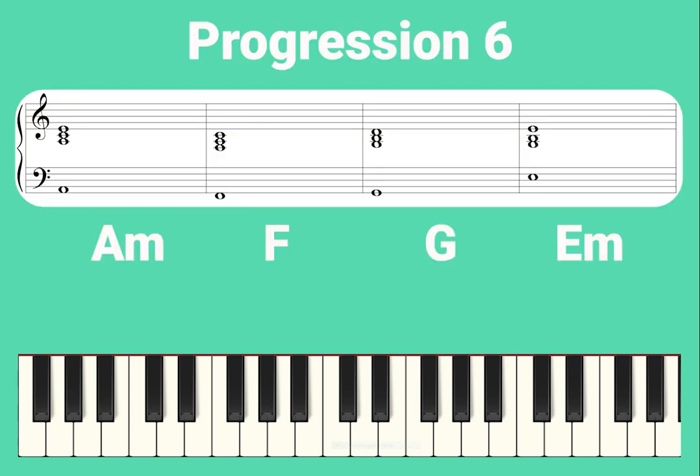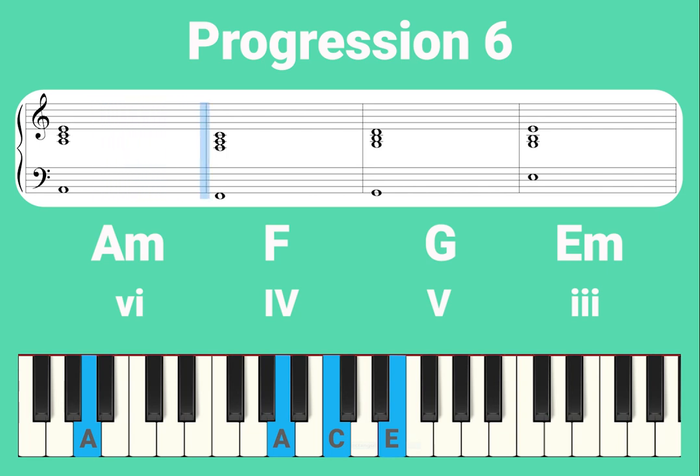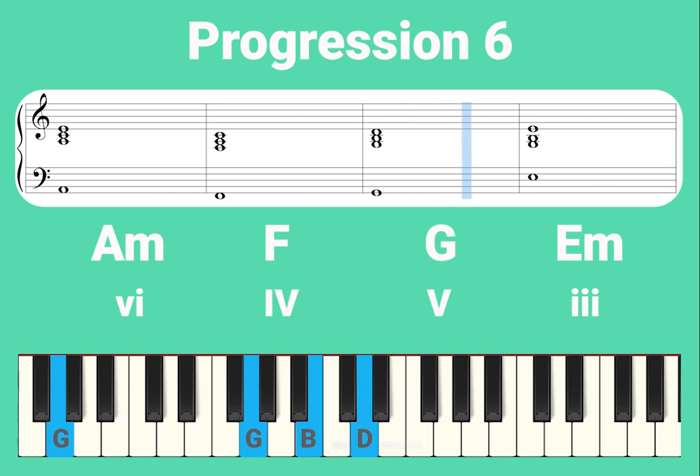Progression 6. A minor, F, G, and E minor. That's chords 6, 4, 5, and 3. Again, this sounds a little bit more sad due to the two minor chords in this progression.